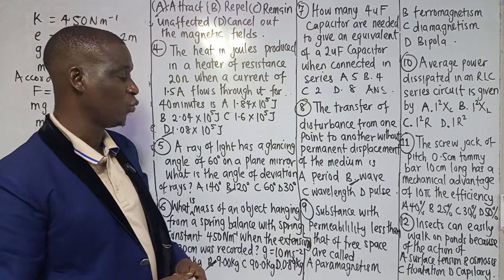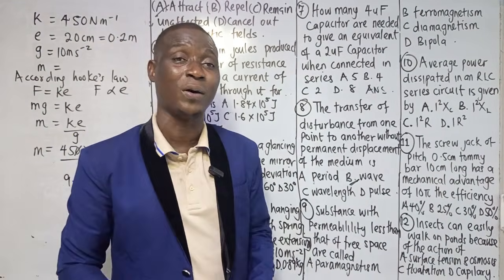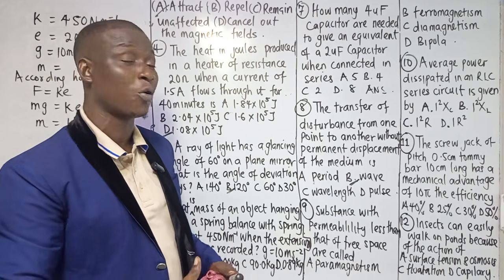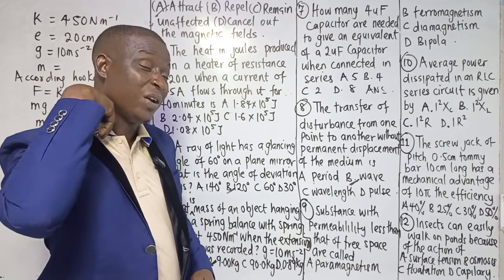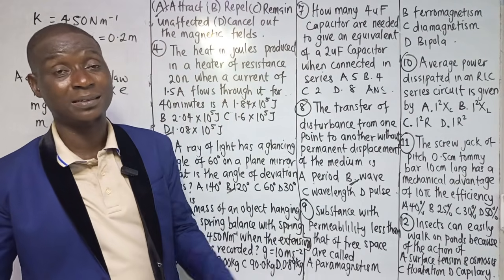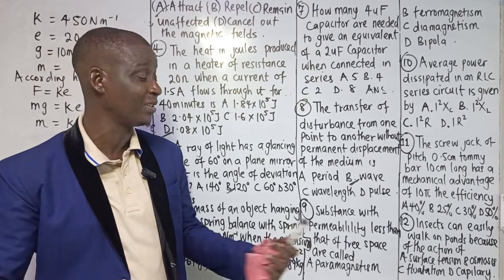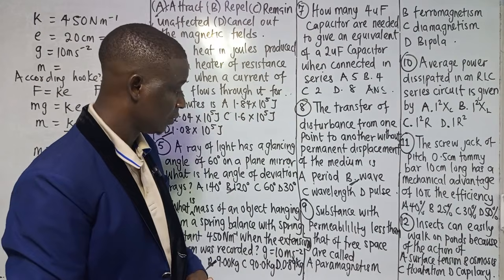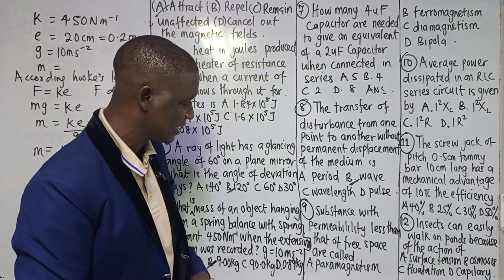Then wavelength is the distance covered by a wave for one complete cycle. And wavelength can be the distance from crest to crest, or the distance from trough to trough, and all that. So let us just move ahead. So the answer is wave. Wave is the answer.